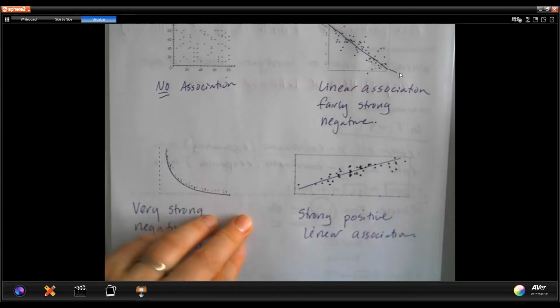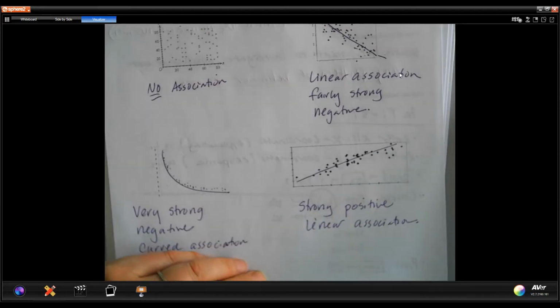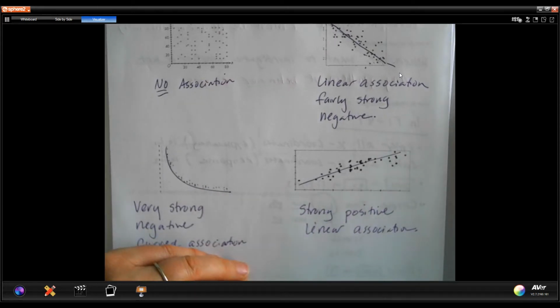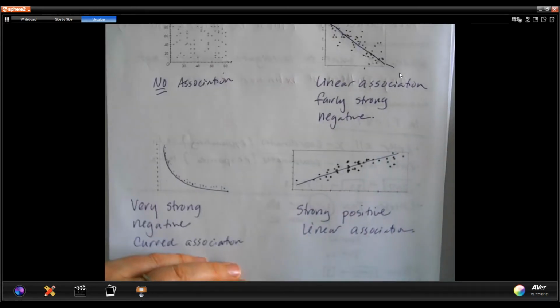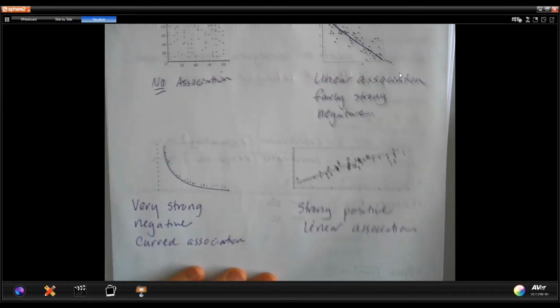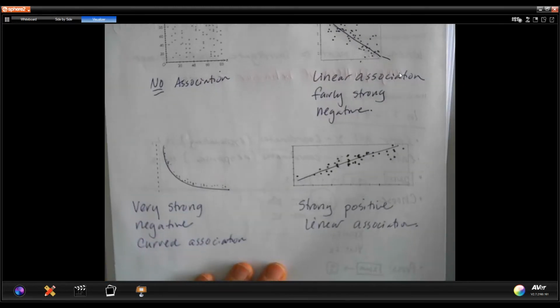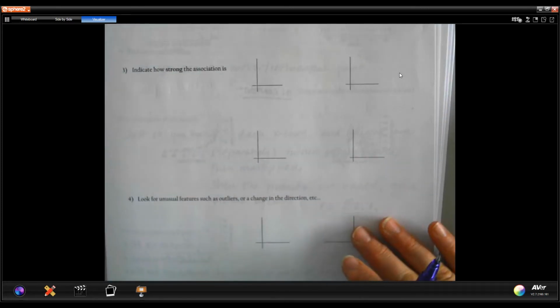All right, without a number to define some of these things, that strength, it's really hard to decide whether you're going to call it strong, weak, fairly strong, or moderately strong. All those things don't really mean much without a number, which we will get to. So, how do we describe an association?